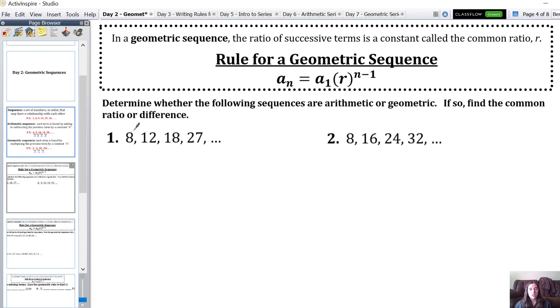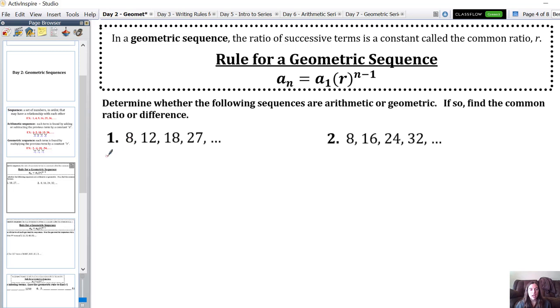So for number 1, to get from 8 to 12, we would add 4. But to get from 12 to 18, we would add 6. So this one's not arithmetic. Now let's check and see if it's geometric. To see if it's geometric, I need to figure out if there's something that I'm multiplying by every single time to get from one number to the next.